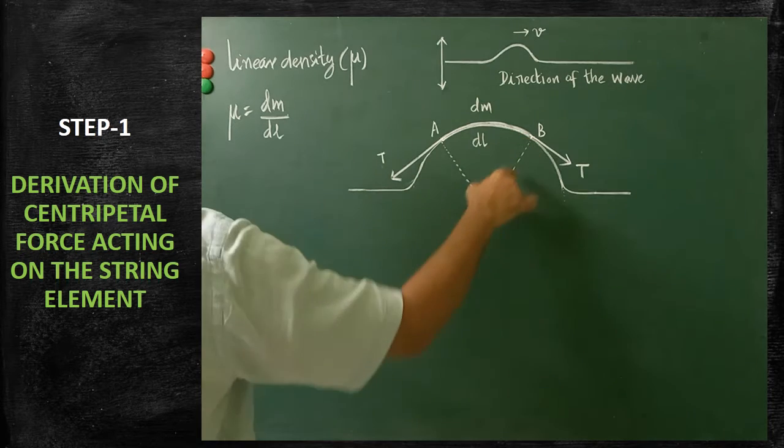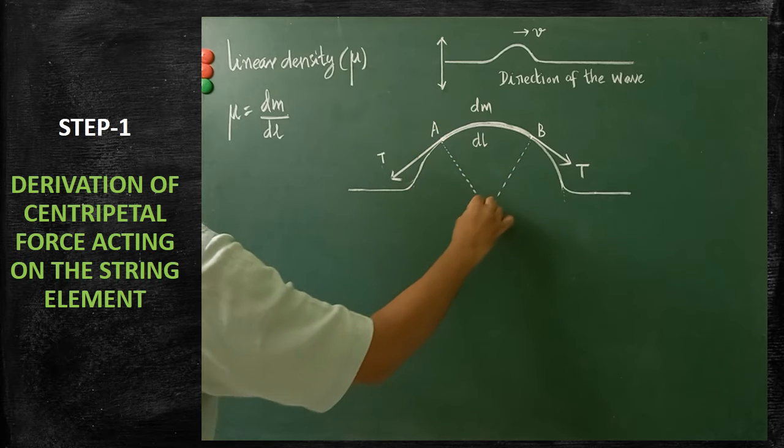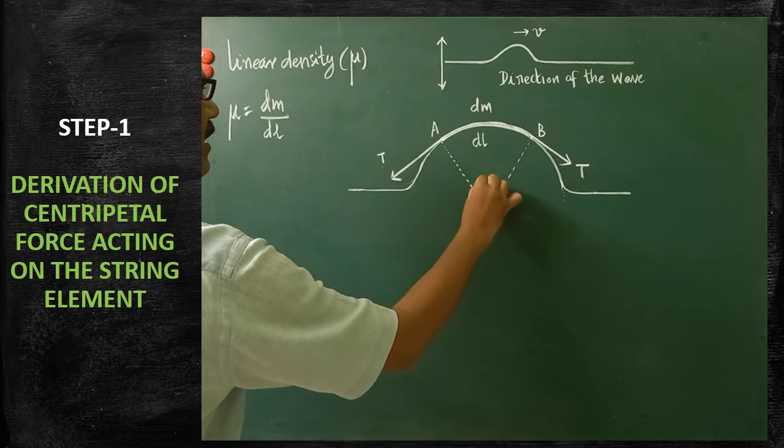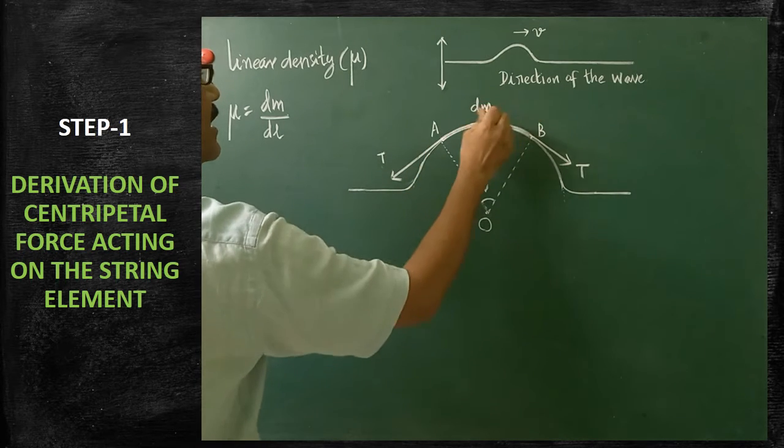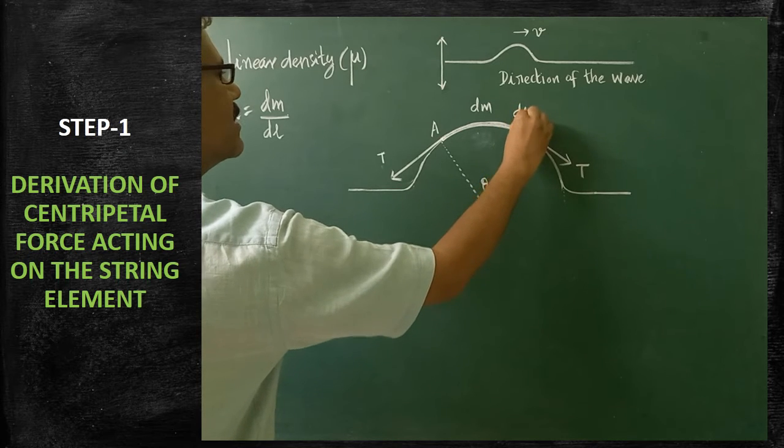Now you have got a small triangular part. Here you can draw one angle called theta. Already I have written dl. The small length portion is dl.